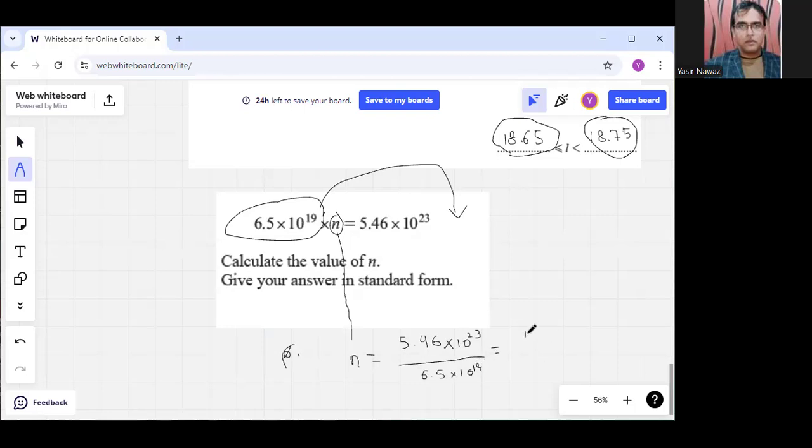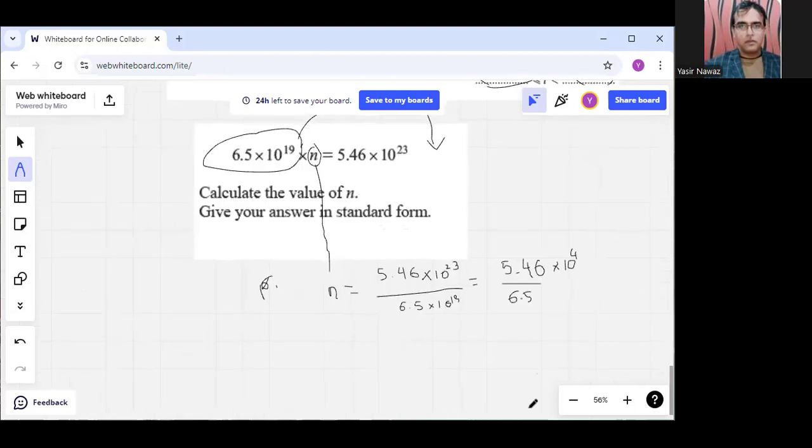This can be written as 5.46 over 6.5 times 10 to the power 23 minus 19. 23 minus 19 would be 4. And what is 5.46 over 6.5? It's 0.84, multiplied by 10 to the power 4.